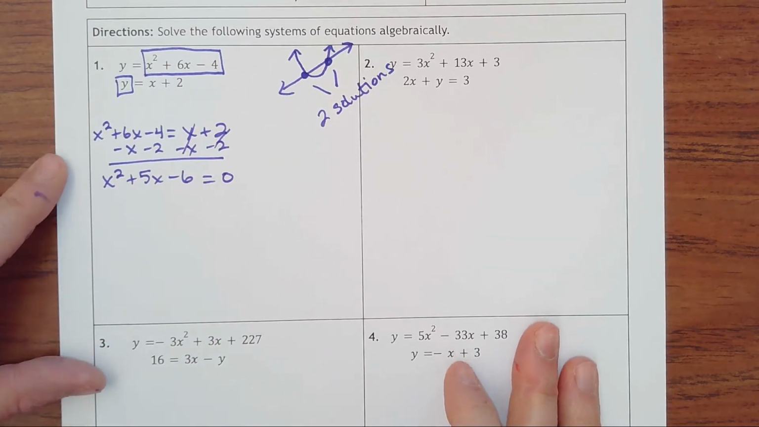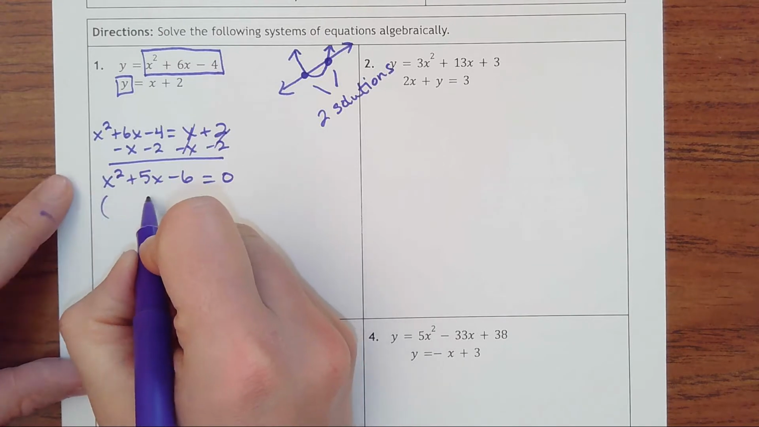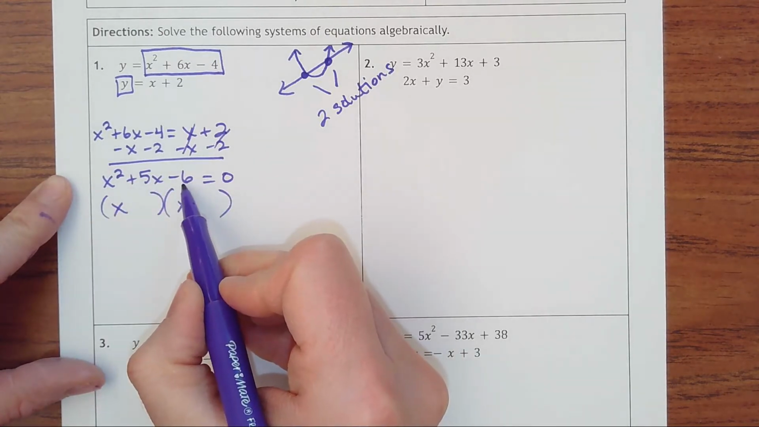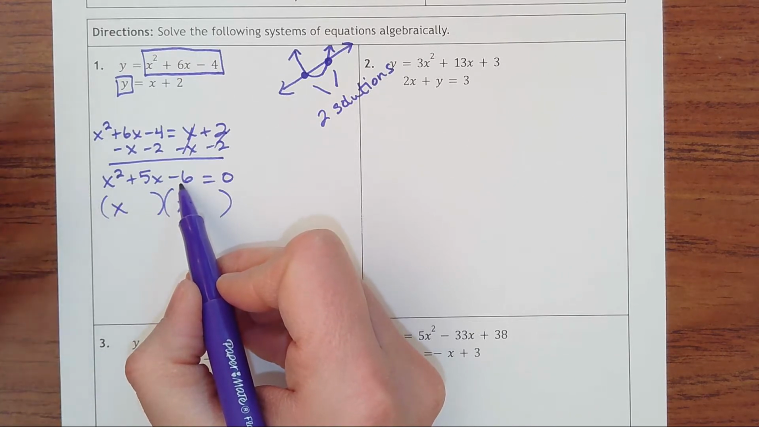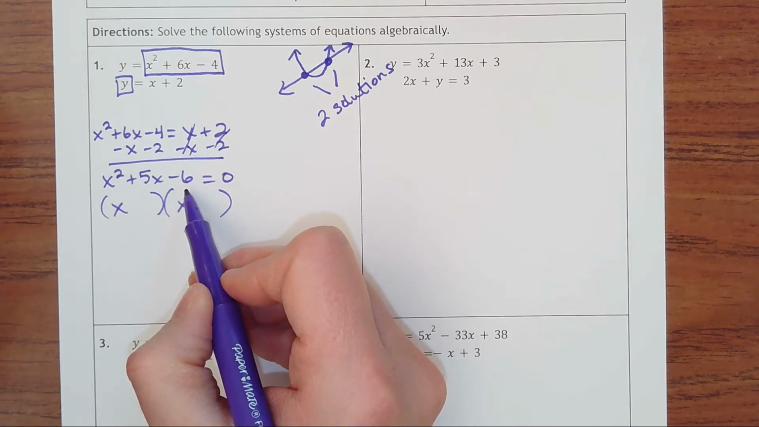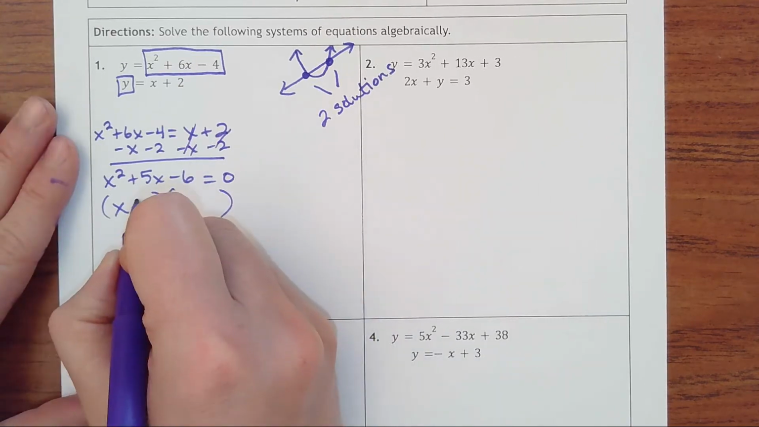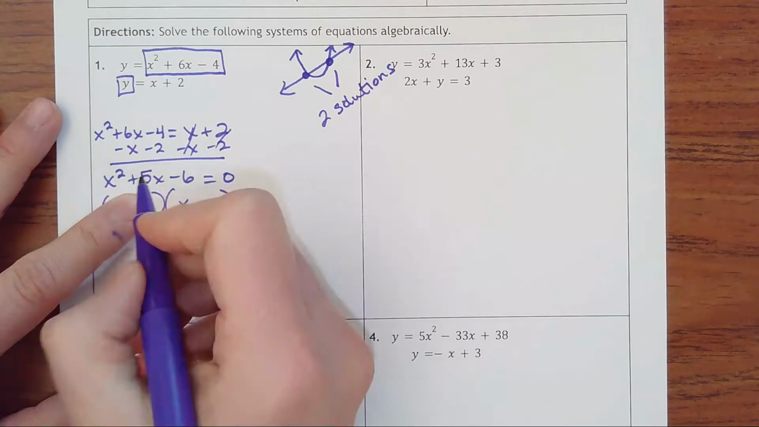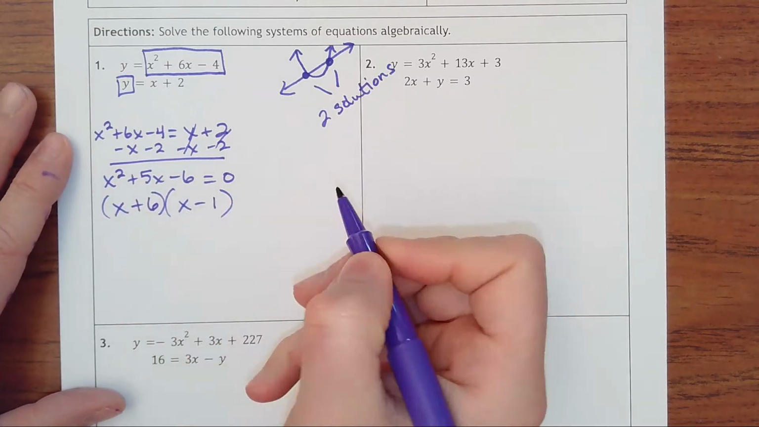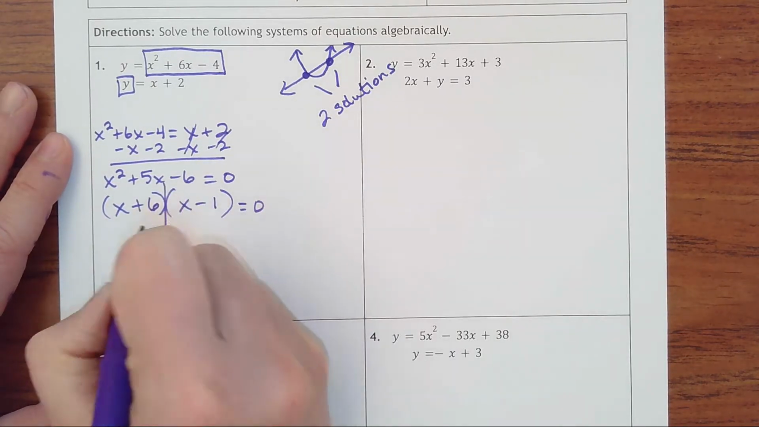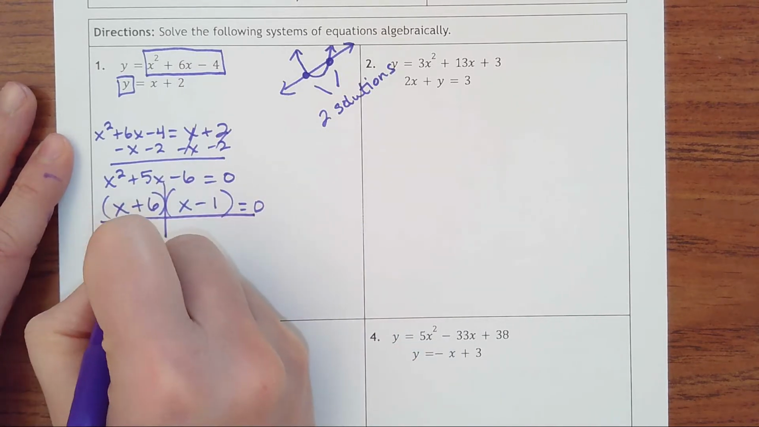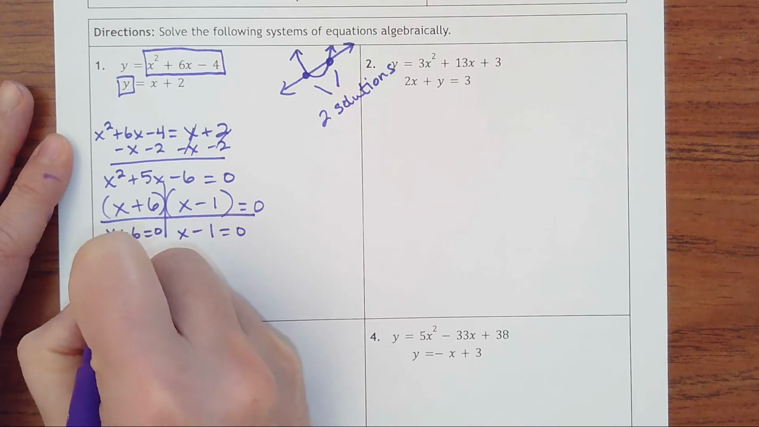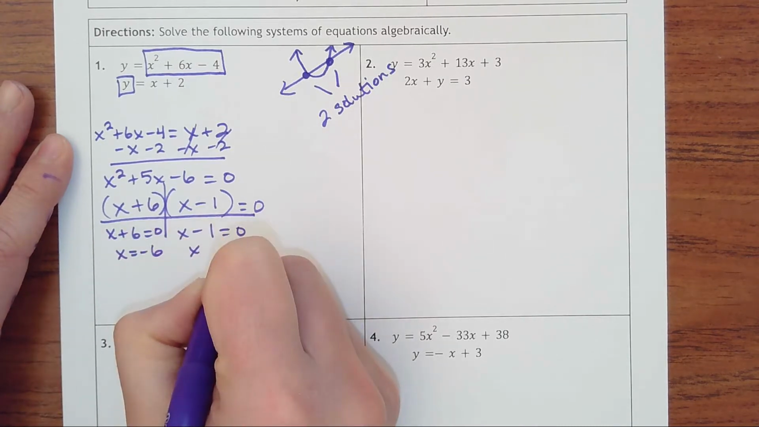Now I'm going to factor it if I can. So this is a basic trinomial. I know it starts with x times x. I need two numbers to multiply to make 6, which could be 2 and 3 or 6 and 1. But let's think about this. It's got to be a negative. So I'm going to need one sign positive, one negative, and I need them to subtract to make 5. So that has to be 6 minus 1. And then your solutions to that, remember you're setting each of these factors equal to 0 and solving, you get negative 6 and you get positive 1.